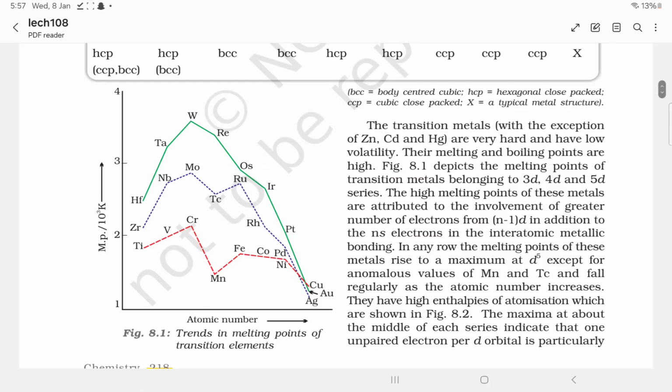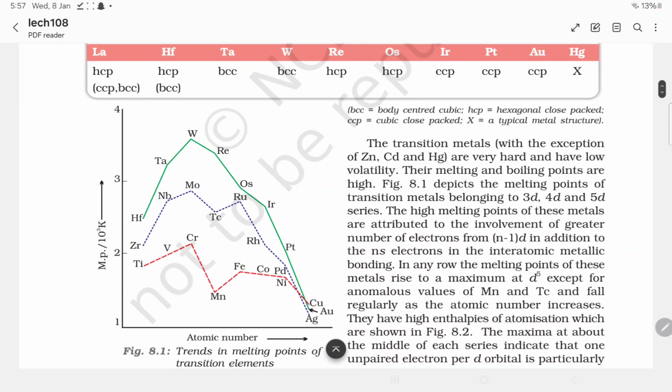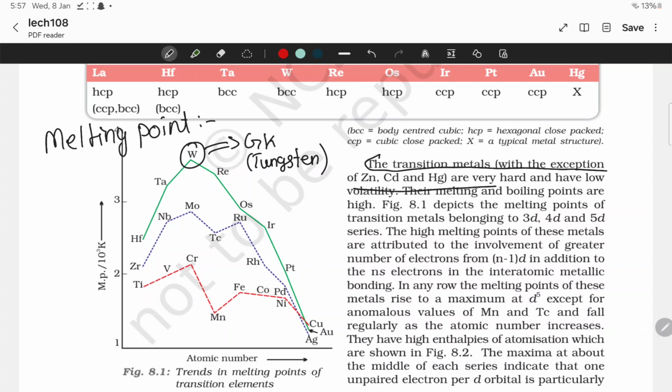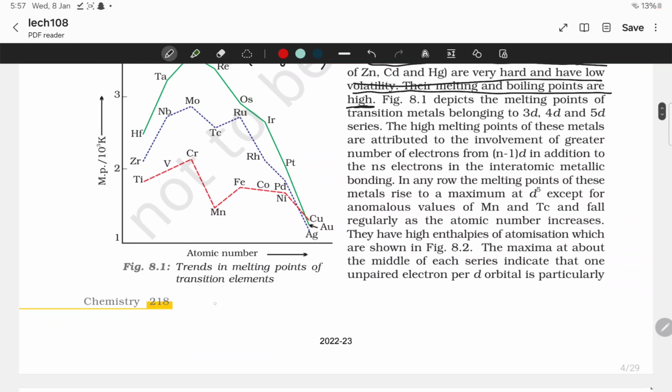Yes, so here we have the next portion, that is melting point. You know that the metal with highest melting point is tungsten. This is a GK, that tungsten has highest melting point. The transition metals, with the exception of zinc, cadmium, mercury, are very hard and have low volatility. Their melting and boiling points are high. So first of all, the characteristic here is they have high melting and boiling points.